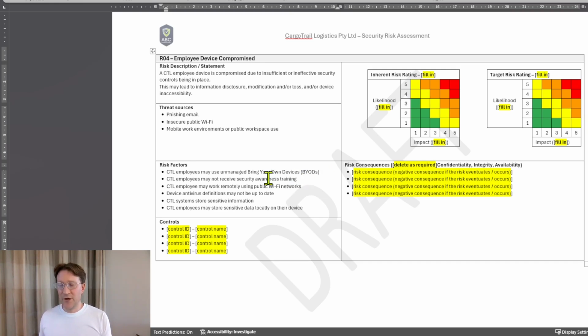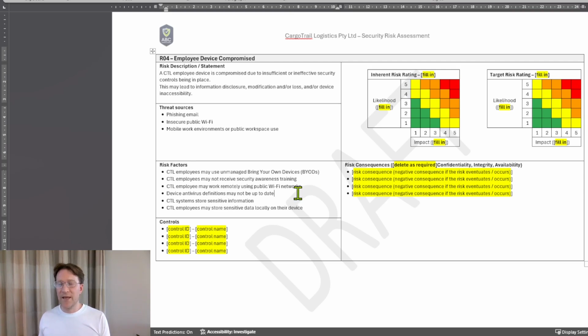We may not have security awareness training for the employees, similar to the ransomware. People may work remotely using public Wi-Fi networks where you don't know who else is on the network. And especially if there's no password, your computer may try to connect to a public network and someone else pretends to be that network and you just connect to their network. And then they control everything that you do because you're not connected to the internet at all. You're connected to this other person's device.